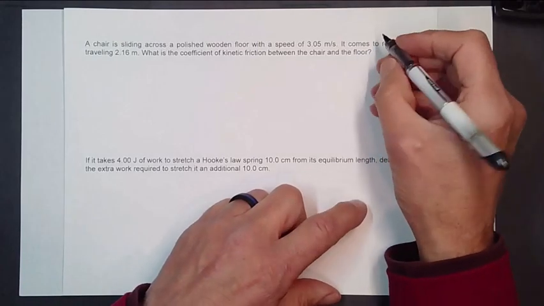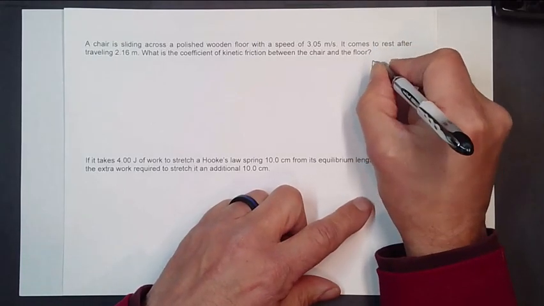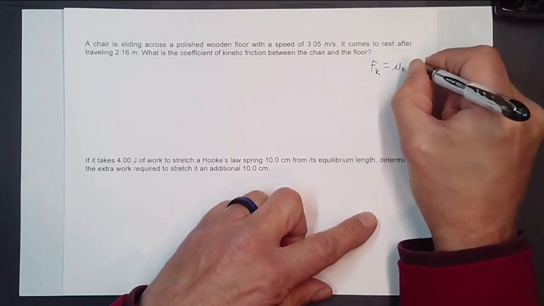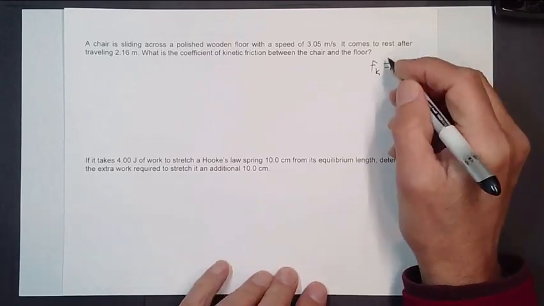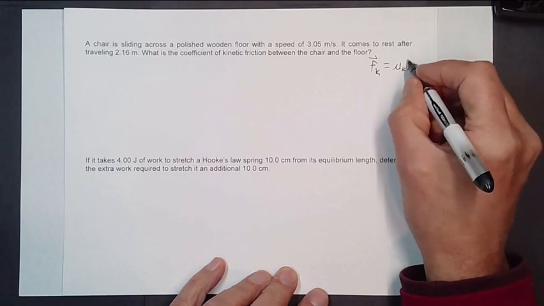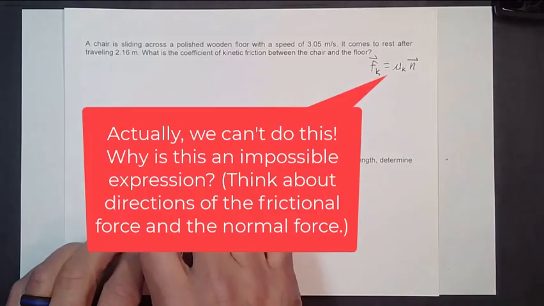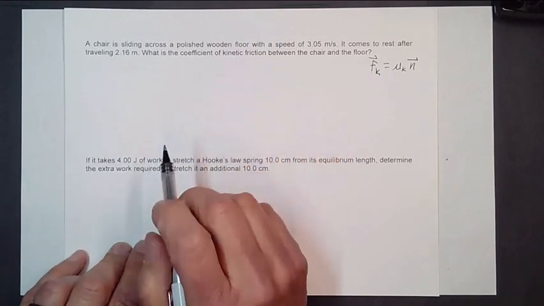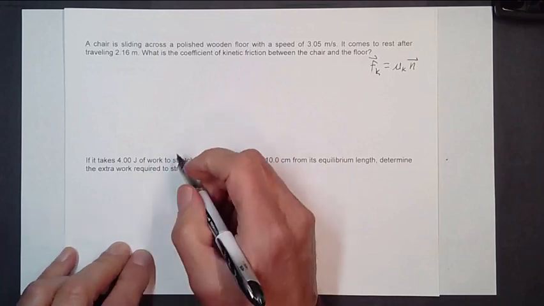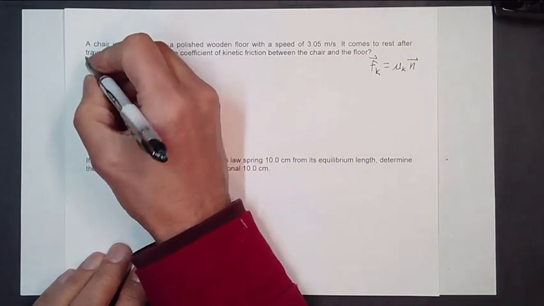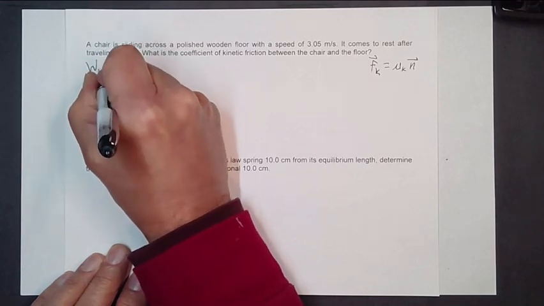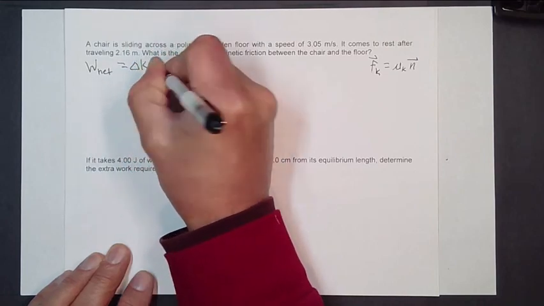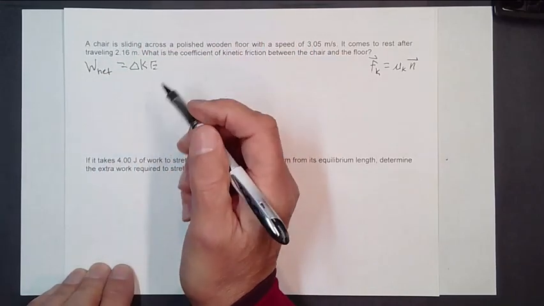So keep in mind that friction, if it's kinetic friction, F sub k, is going to be that coefficient times the normal force. We could write it in terms of vectors if we want, but we have a relatively simple situation here. We're going to use the work-kinetic energy theorem to solve this. In every case, the net work that's done on something is equal to the change in kinetic energy. In this case, the work is going to be done by friction.